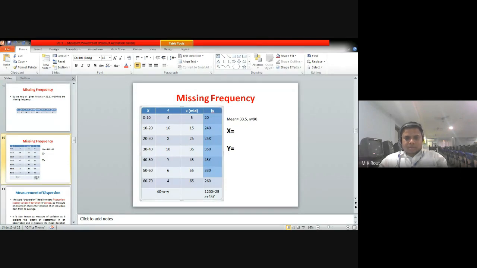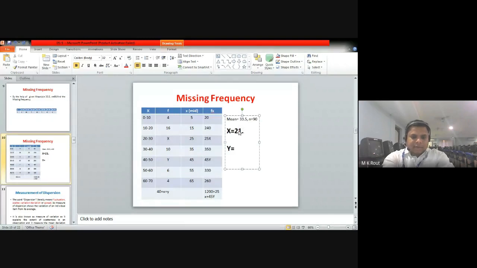Patinai, correct. Subhagalakshmi, correct. The answer for x is 21.75, and in case of y, that is 28.25. Those who are not sure, try to solve as early as possible. Then we proceed for the next topic.